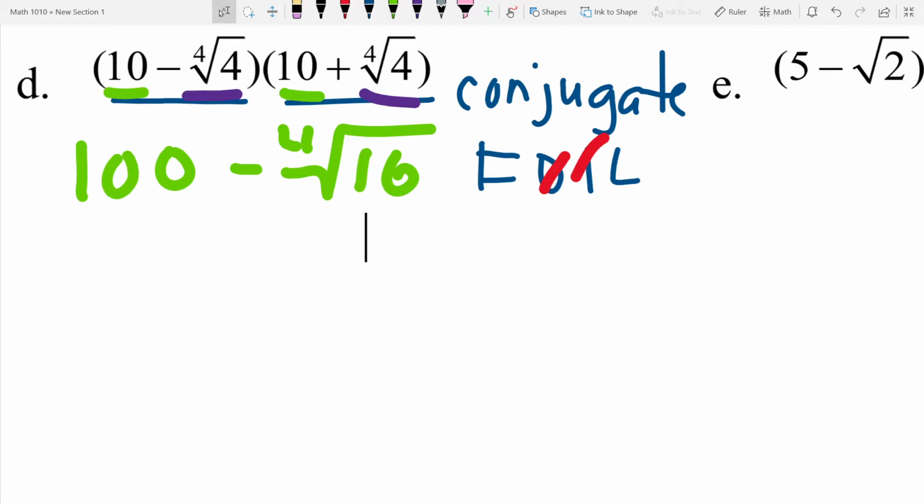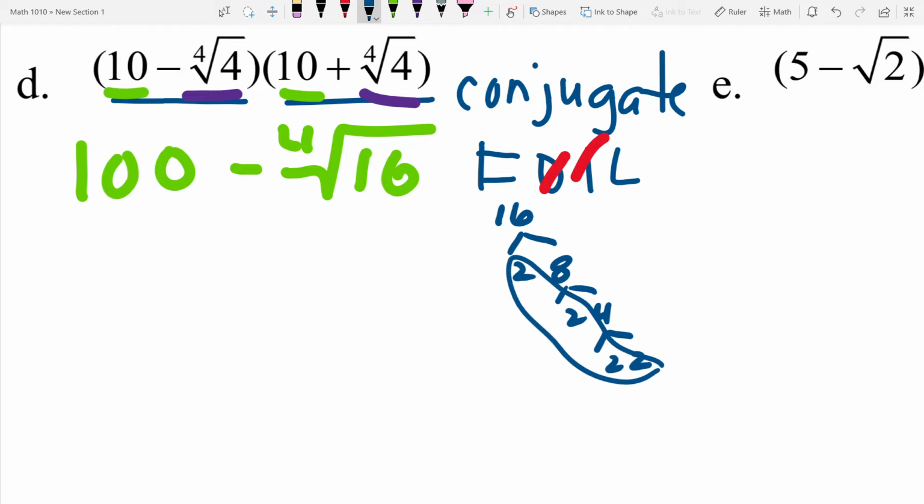Okay, do you think we're done? What do you think? What do we do? Break down your 16. Yep, everybody write down 16. 16 is 2 times 8. 8 is 2 times 4. 4 is 2 times 2. I have to have 4 of the same number to pull them out, and that's exactly what I do have, 4 of them. So this is 100 minus 2, which is 98, and we're done.